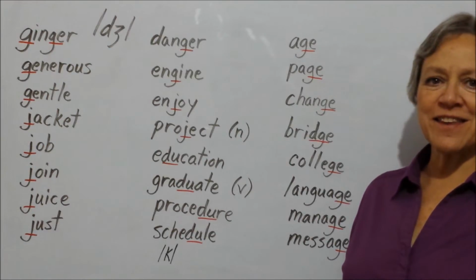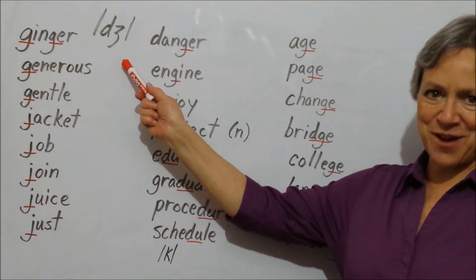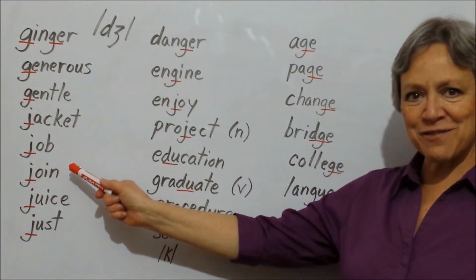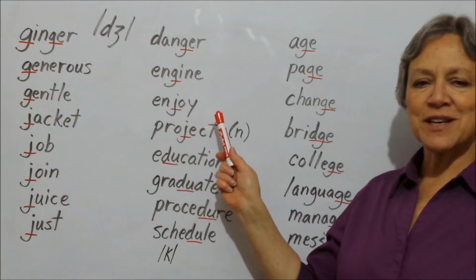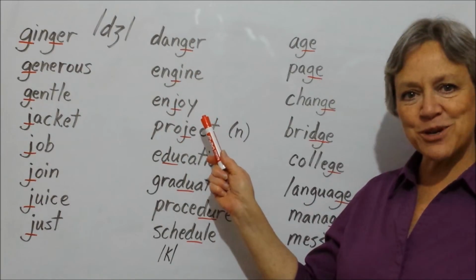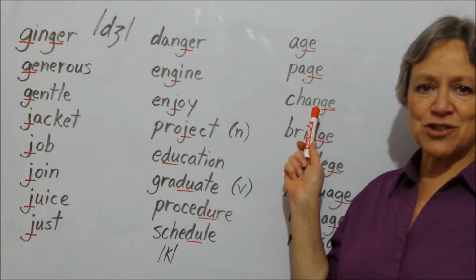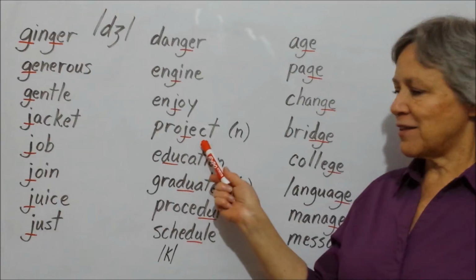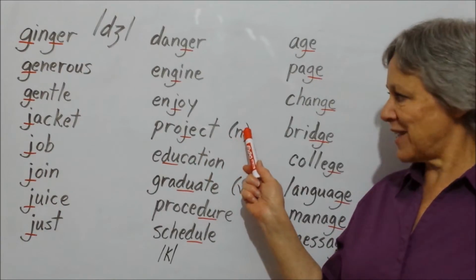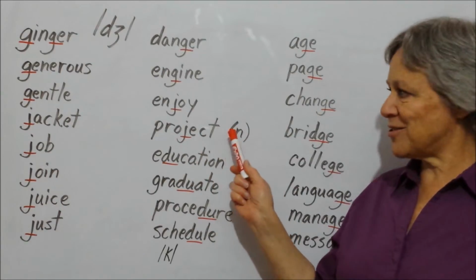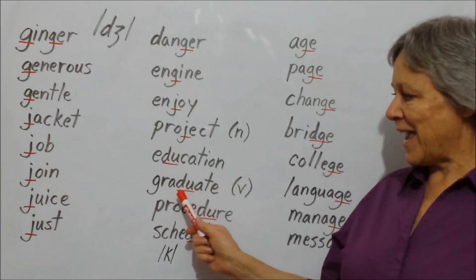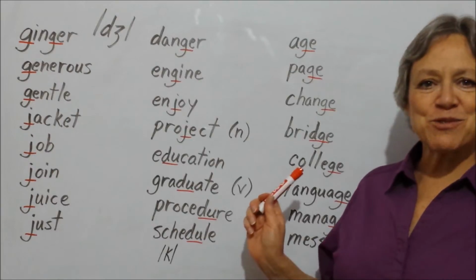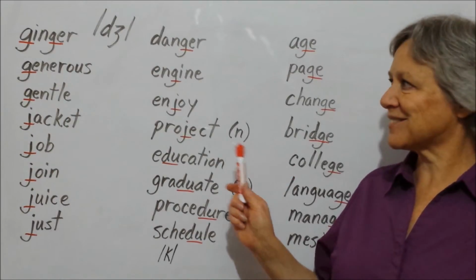These words all contain the j sound. In this column, j occurs at the beginning of the word. In this column, j occurs in the middle of the word. And in this column, j occurs at the end of the word. I will be pronouncing this word as a noun. The N is for noun because it also has another pronunciation. And this word I will be pronouncing as a verb. Okay? Please repeat these words after me.